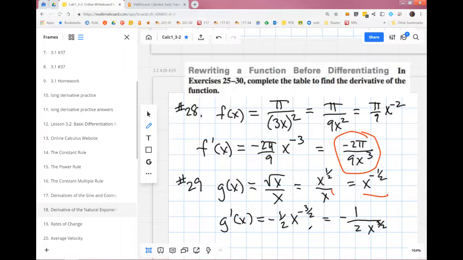And then, not so super easy, you got to get that power to be positive again. So x goes downstairs to the positive 3/2. I suppose we could have written that as negative 1/2 times 1 over x to the 3/2, but it's kind of silly not to bring those two fractions together. Any questions?